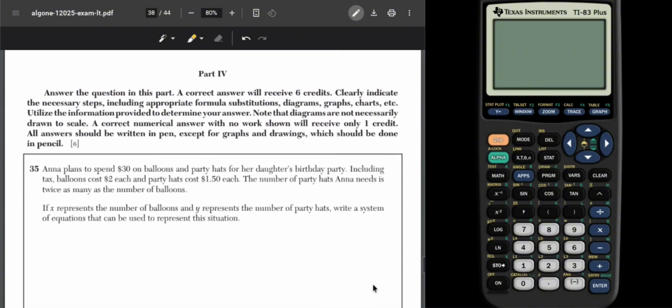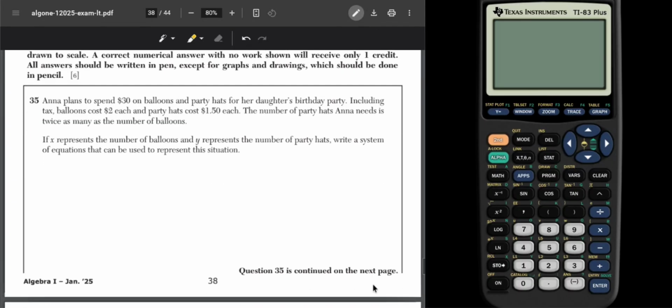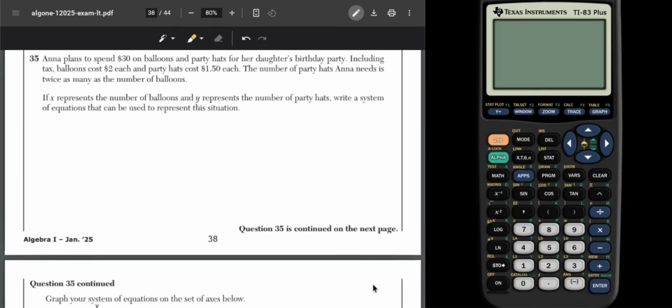Question 35 is going to be your last question, worth the most points, your 6-point questions. Now, 35 says, Anna plans to spend $30 in balloons and party hats for her daughter's birthday party. Including tax, balloons cost $2 each and party hats cost $1.50 each. The number of party hats Anna needs is twice as many as the number of balloons. If x represents the number of balloons and y represents the number of party hats, write a system of equations that can be used to represent this situation.